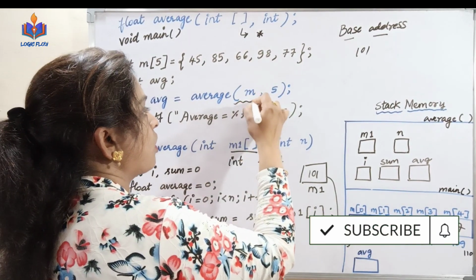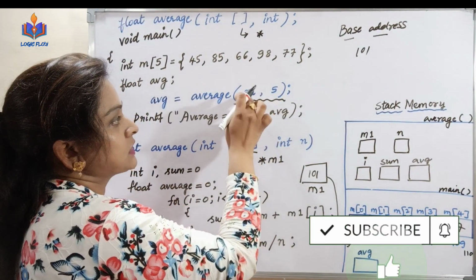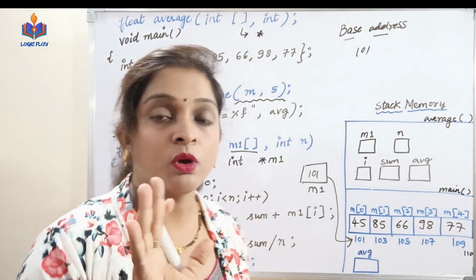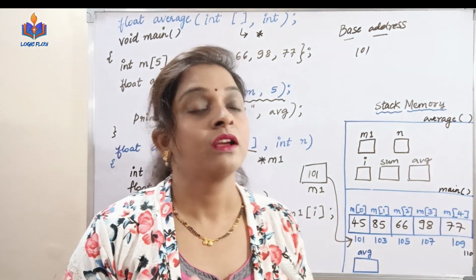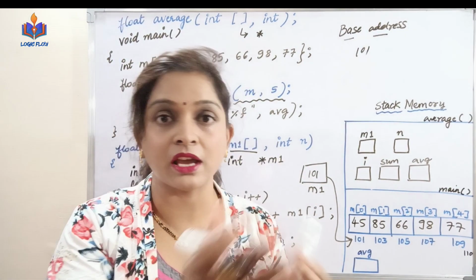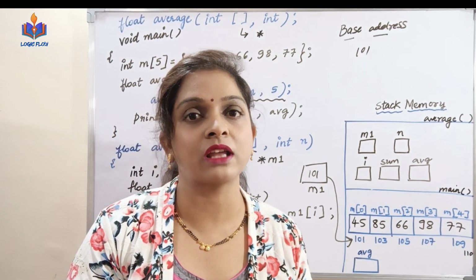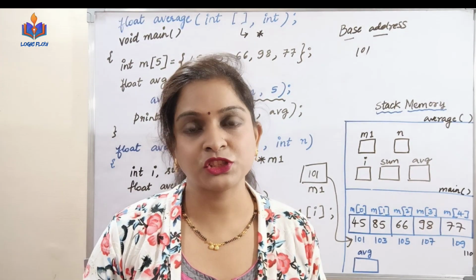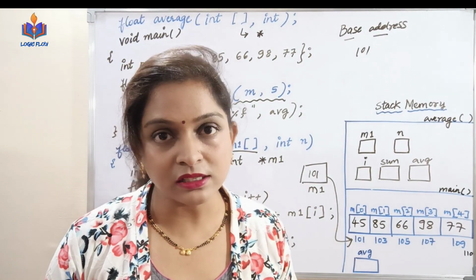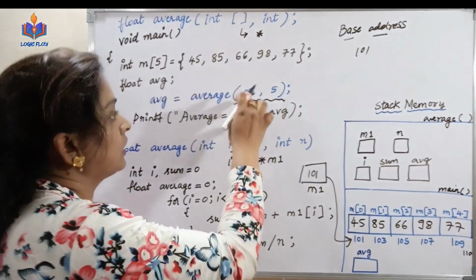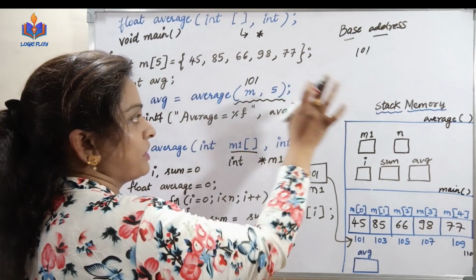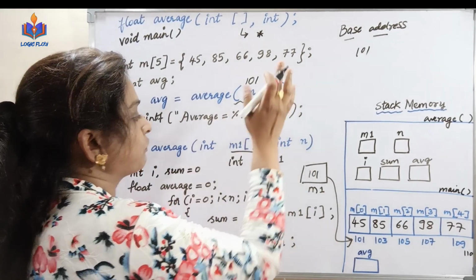When a function call is encountered, I am sending two arguments, the array name which is passing the base address. This is very important and you have to understand this carefully. The array name will give the base address. You need not again say ampersand of M of 0. If you mention it that way, there is nothing wrong, but just the array name is very simple. The compiler understands and it will get the base address. So here M is the array name, meaning it sends the base address. I am sending 101 and the second argument is 5. When a function call is encountered, it will come to the definition part.